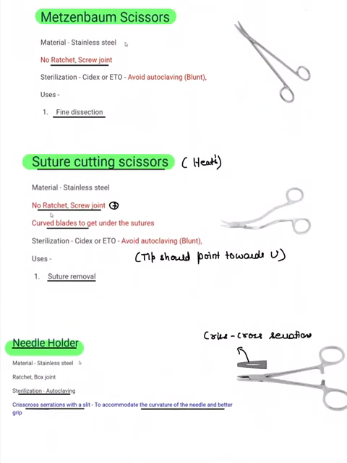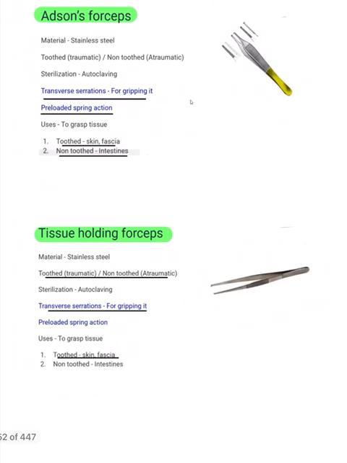Now see, Metzenbaum done. This is the needle holder, guys. So what happens in the needle holder? How do you hold the suture? It is held at 2/3 from the tip and 1/3, and this is held in this crisscross serration, so you have a better grip. Then artery forceps, and this is the tissue holding forceps.